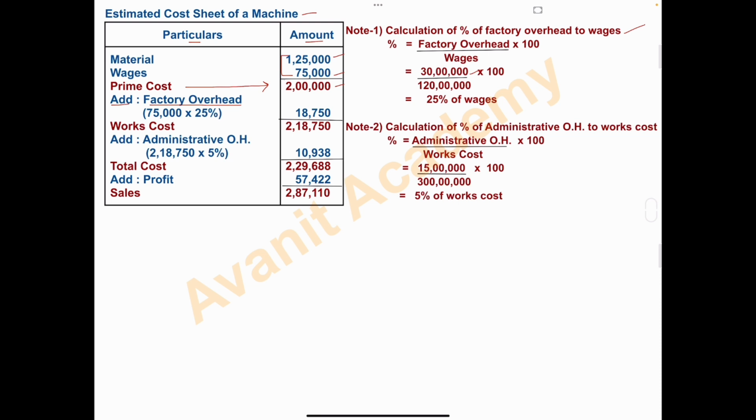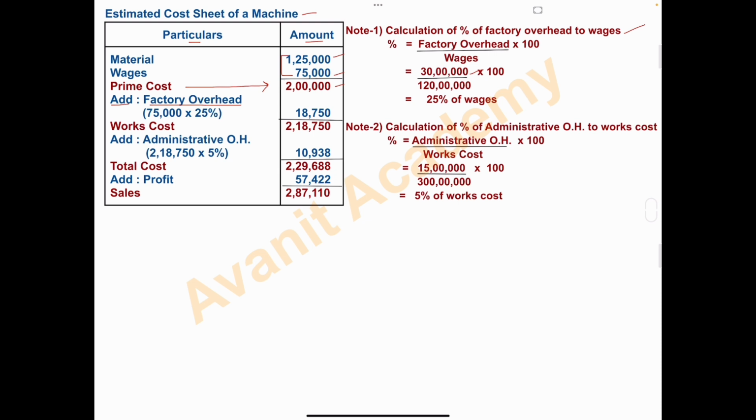After taking the formula, when taking values for the formula, what should we do? We have to refer to the previous cost sheet, that is the cost sheet for the year 2012. In the previous cost sheet, how much is the factory overhead amount? 30 lakhs divided by wages. How much are the wages? Not in the estimated cost sheet, but in the previous cost sheet. That is 120 lakhs.